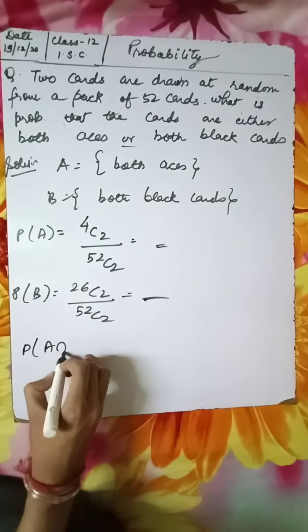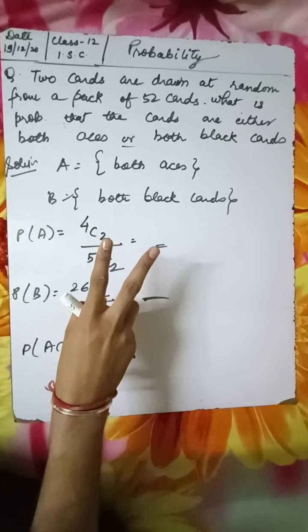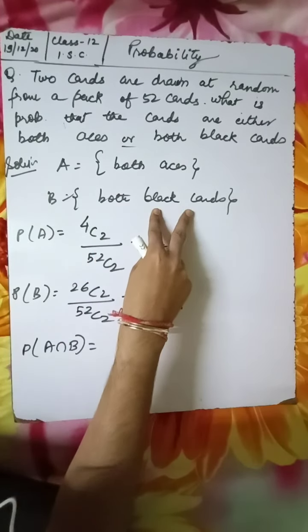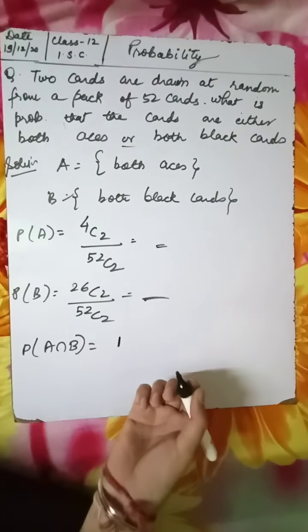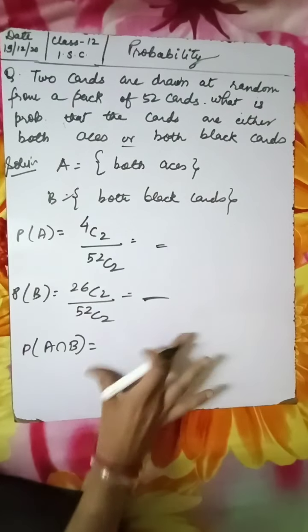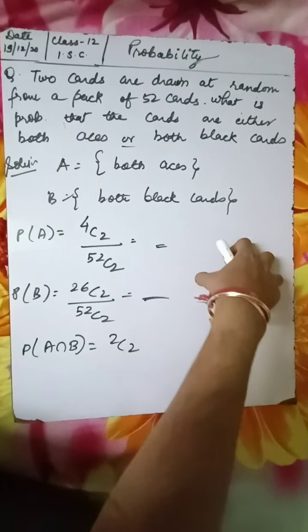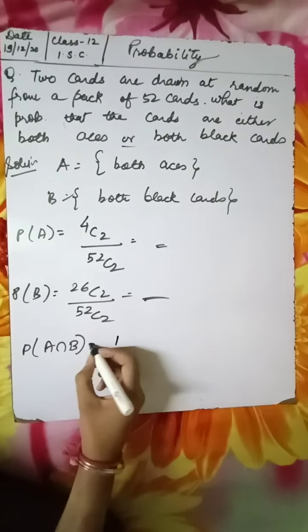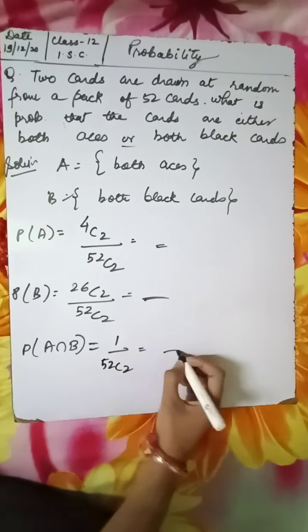Then what will be the probability of A intersection B? See, we have to draw 2 aces, and those 2 also have to be black. So in the black cards there are only 2 aces. So the number of ways of drawing will be only 1, or you can understand this as 2C2. You have 2 cards and you are drawing both, so 2C2 is also 1, or else you can take this as 1 only. Depends on you, and divided by the same 52C2.